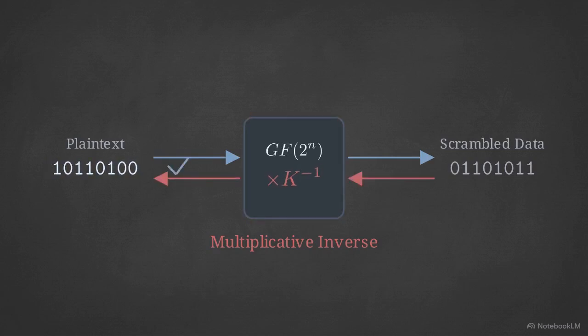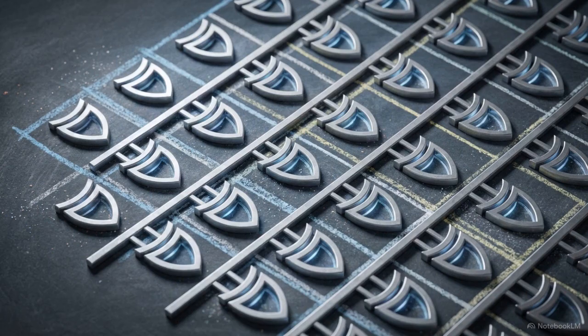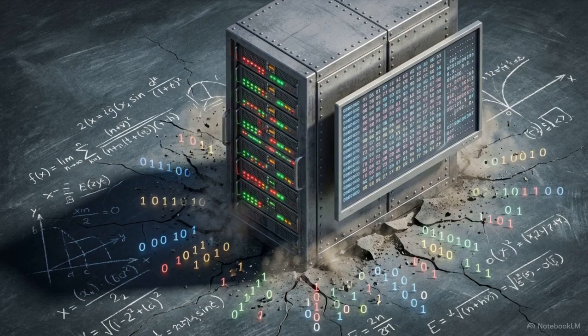By using the strict rules of Galois fields to dictate transistor logic, we transform abstract algebra into the reversible, computationally secure operations that define modern encryption.